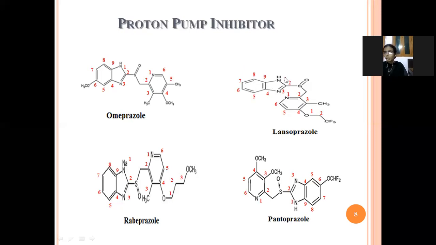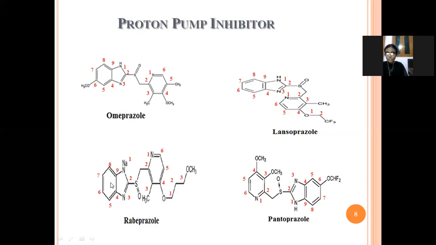benzodiazole, 1,3 benzodiazole. In second position sulfonyl, and here methyl, pyridine. For the pyridine in third position methyl, and here trifluoroethoxy is present. Next, rabeprazole.